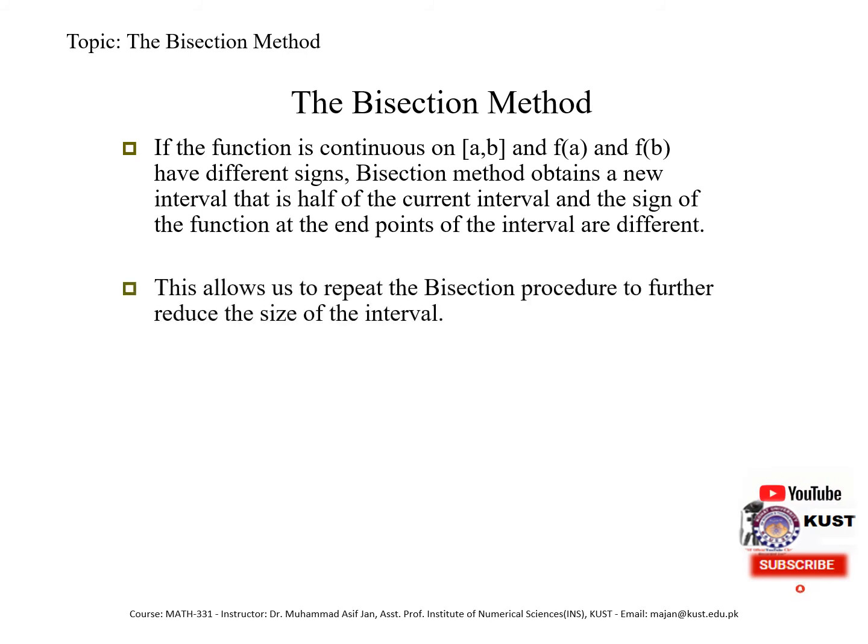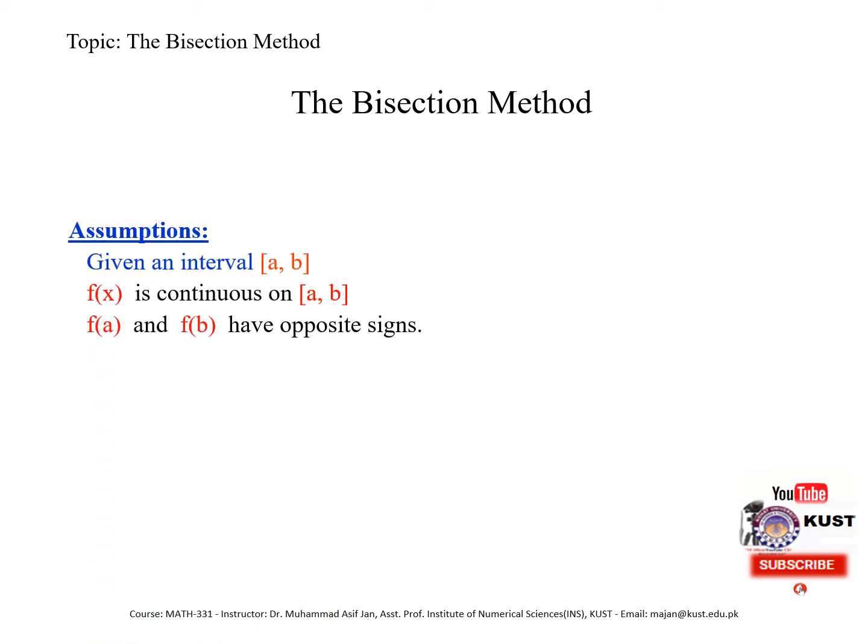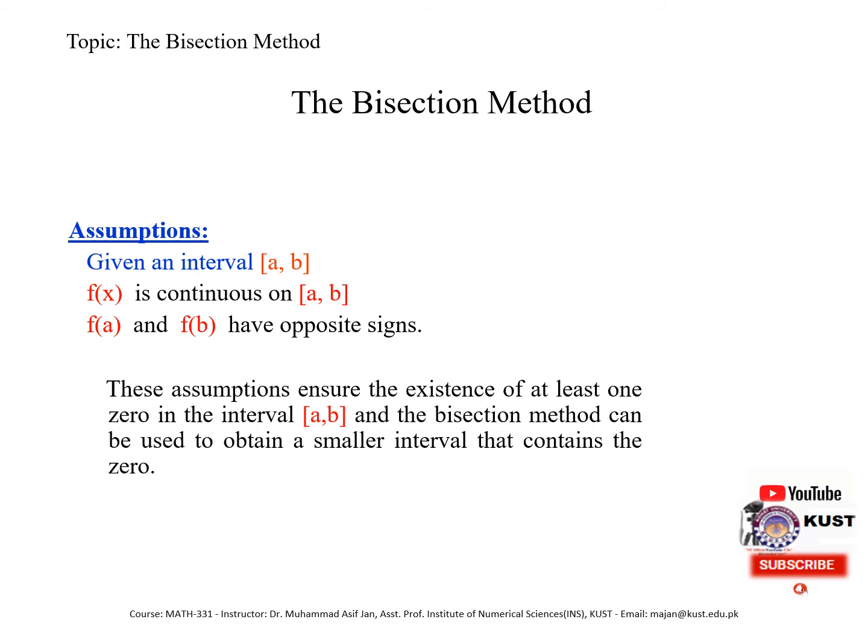This allows us to repeat the bisection procedure to further reduce the size of the interval to a desirable size. Hence, there are three basic assumptions for the bisection method. The initial closed interval must be given. The function must be continuous on this closed interval, and the function values at the endpoints of this interval must be opposite in sign. If these three conditions are satisfied, then there will exist at least one zero in the interval AB, and the bisection method can be used to obtain a smaller interval that contains the zero of the function.